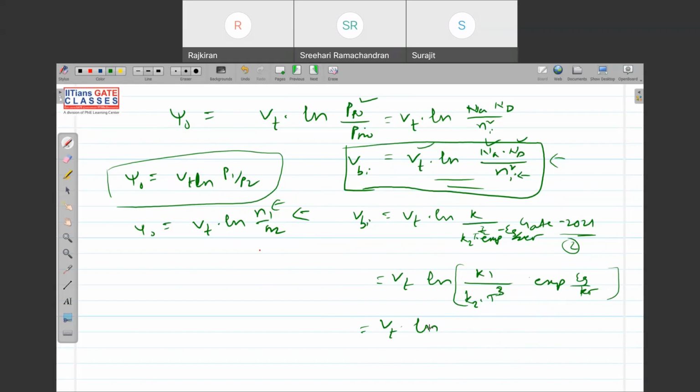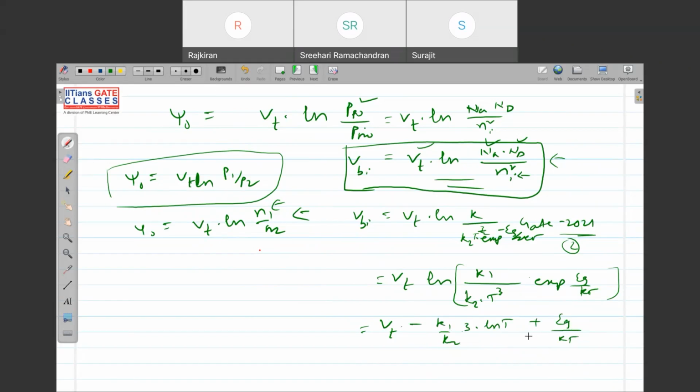So what I'll get? Minus 3 ln T. What I'll get is ln of K1 by K2 minus 3 ln T, plus Eg by KT. Clear now?